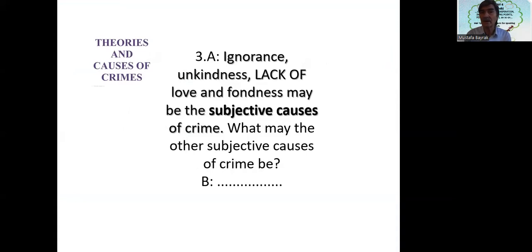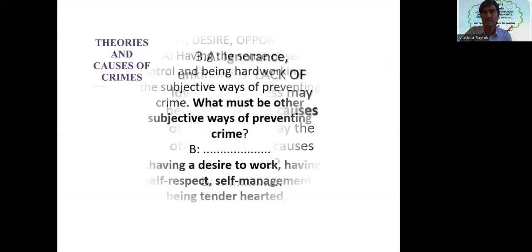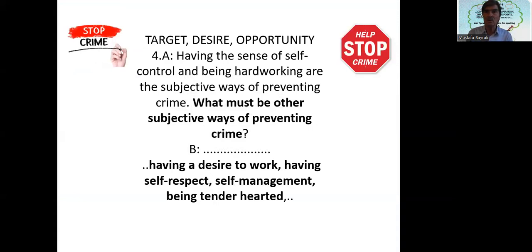Ignorance, unkindness, lack of love and fondness may be the subjective causes of crime. What may be the other subjective causes of crime? We can think of many other subjective causes. The theories and causes of crime: as an idea, we can find a lot of ideas. Subjective causes of crime: target, desire, and opportunity. Having the sense of self-control and being hardworking are the subjective ways of preventing crime.